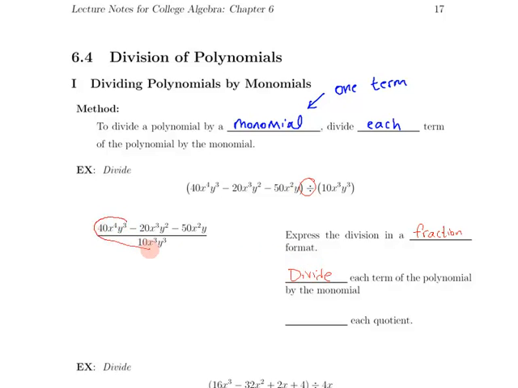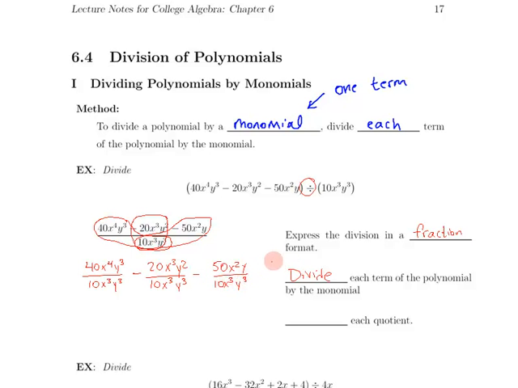I'm going to take 40x to the fourth y cubed and write that over 10x cubed y cubed. Then I'm going to do the same thing for the second term, and then I'm going to do the same thing for the third term. And what I end up with is this. I'll have 40x to the fourth y cubed divided by 10x cubed y cubed minus 20x cubed y squared divided by 10x cubed y cubed minus 50x squared y divided by 10x cubed y cubed.